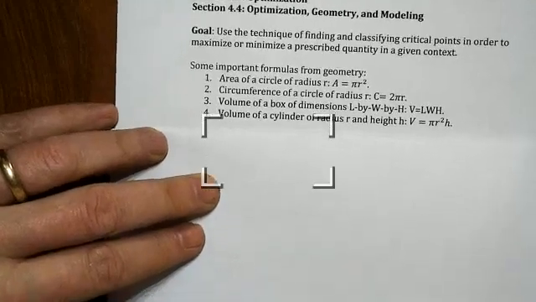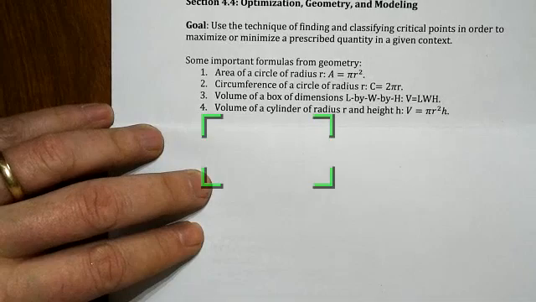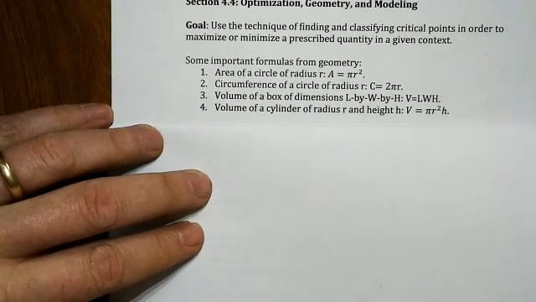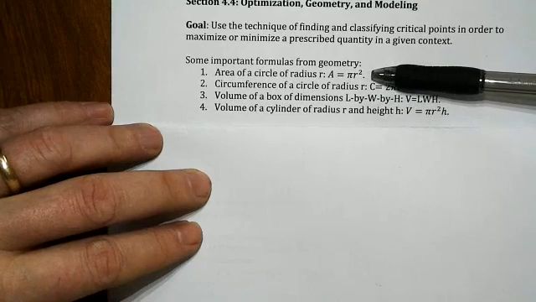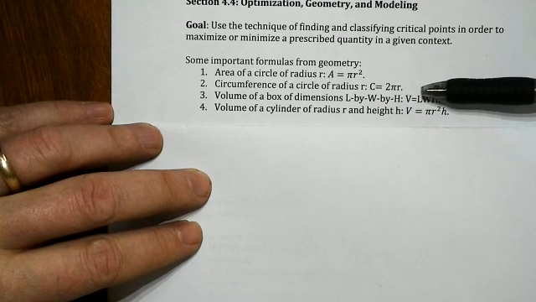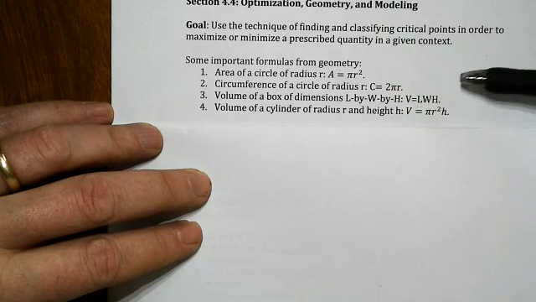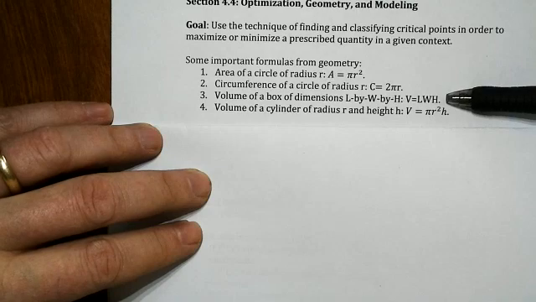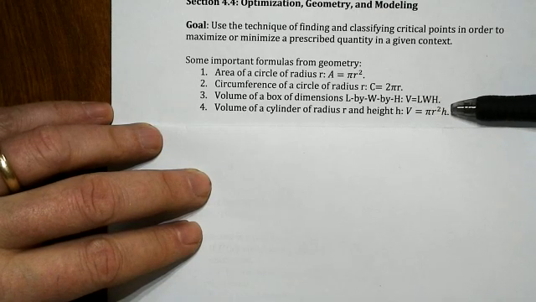To address these types of problems, we're going to need to use some formulas from geometry, just to summarize those which we might use. There's the formula for the area of a circle of radius r, pi r squared. The circumference of a circle of radius r, 2 pi r. The volume of a box having dimensions L by W by H, length, width, and height, is LWH. And then the volume of a cylinder of radius r and height h, which is pi r squared h.